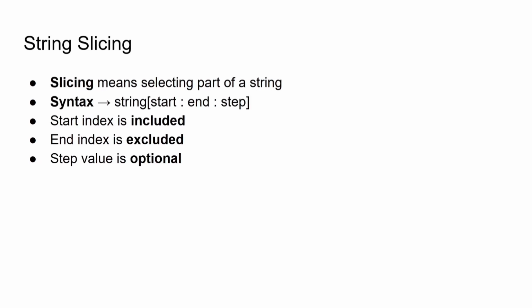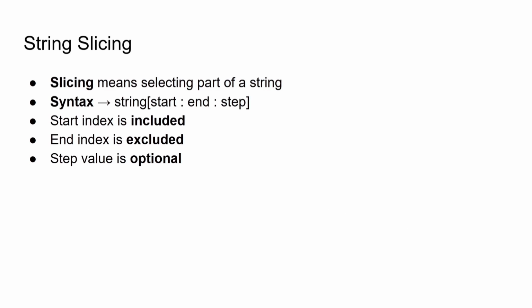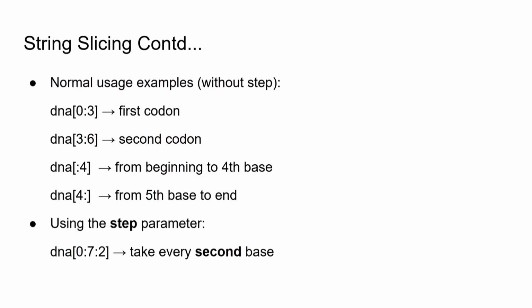Let's talk about string slicing. String slicing simply refers to fetching a substring from a string. The basic syntax is string, then within square brackets we write the starting index followed by the ending index and then the step value, all separated by a colon. The start index tells Python where to begin, the end index tells it where to stop, and the step controls how many characters Python moves at a time.